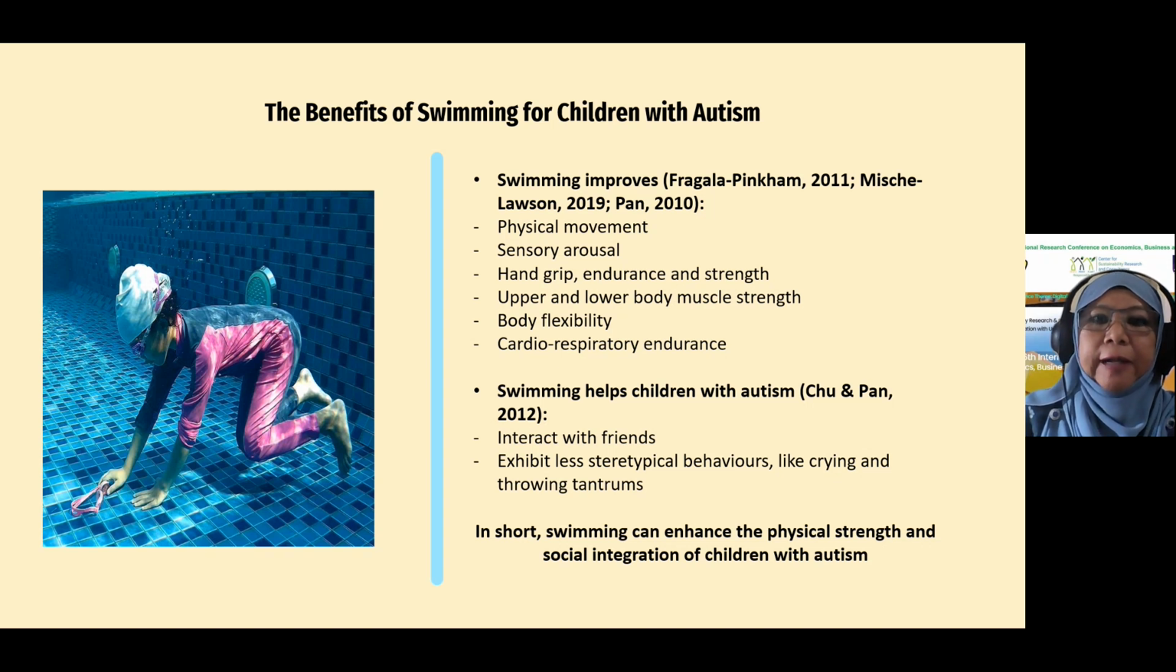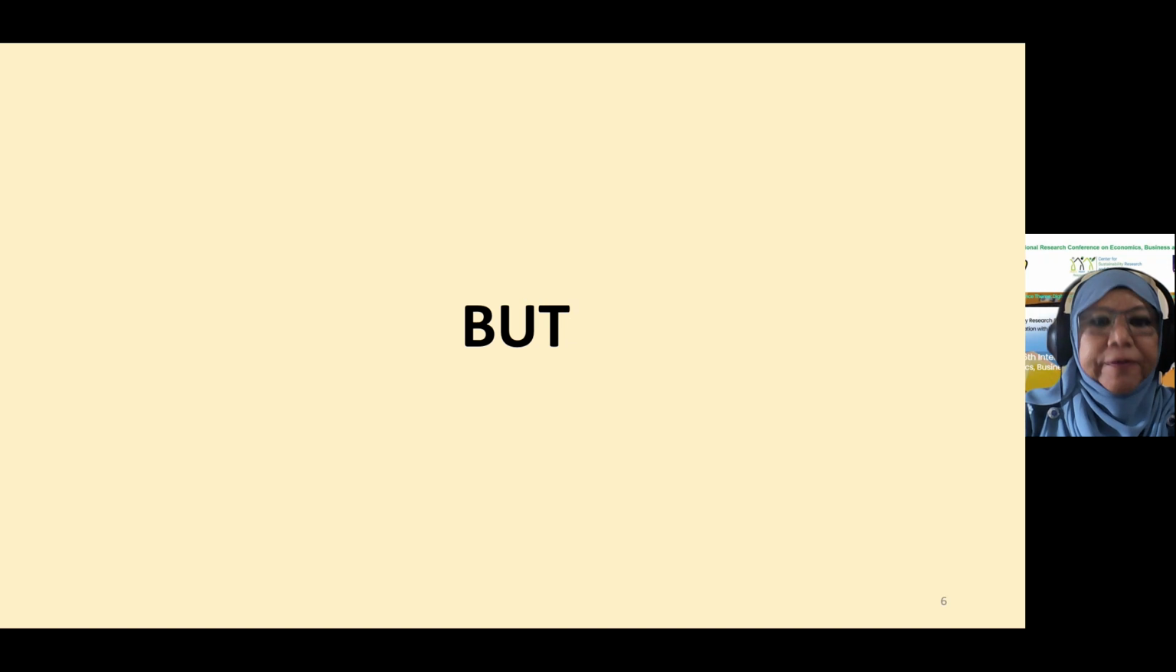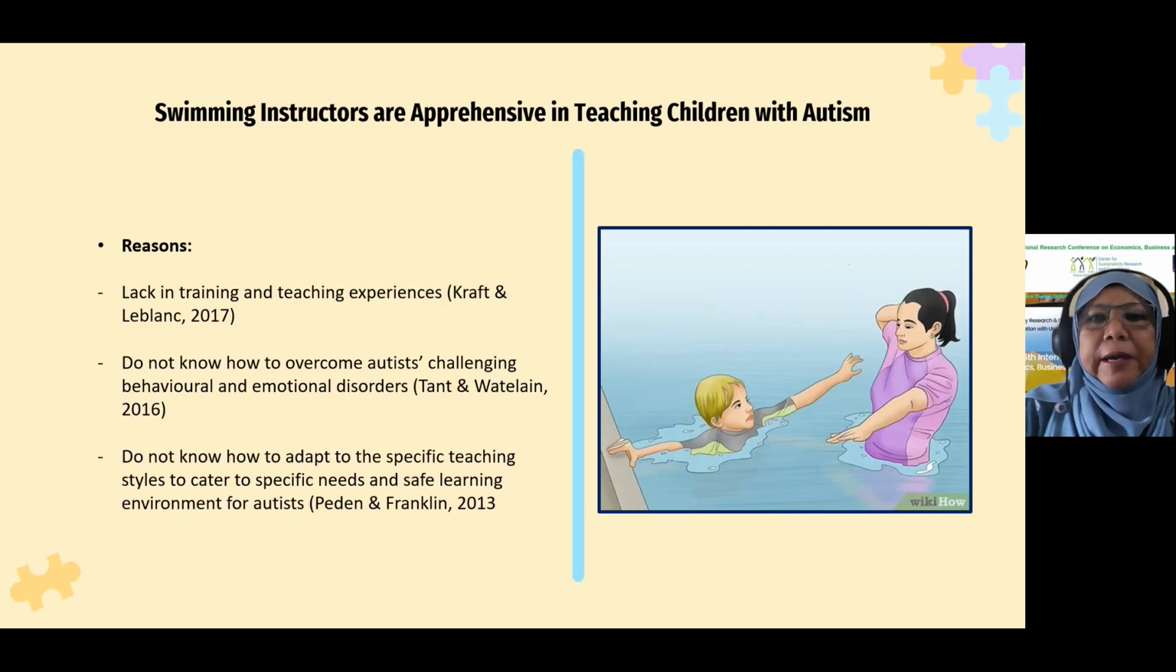Swimming can actually help autistic people interact with other friends, as well as exhibit less stereotypical behaviors like crying and also throwing tantrums. However, research also at the same time says that swimming instructors or swimming teachers are apprehensive in teaching children with autism. What could the reasons be?